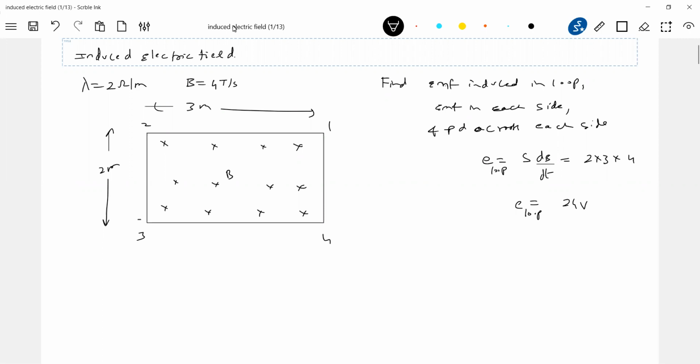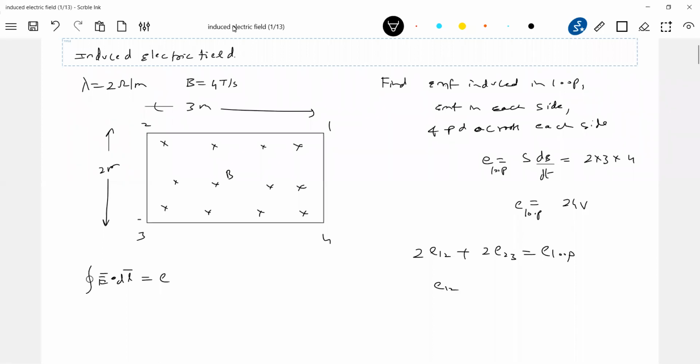How much in each side? So don't divide by 4, because EMF induced is proportional to length. Go back to the basic formula. The EMF induced in the loop is proportional to the length. So therefore, 2 times EMF induced in 1, 2, plus 2 times EMF induced in 2, 3 should be equal to EMF induced in the loop. On what basis? All the EMF induced will be shared by each side, and EMF is proportional to length.